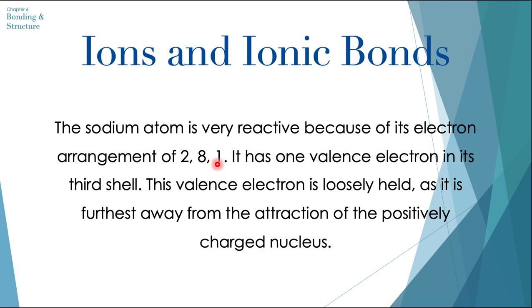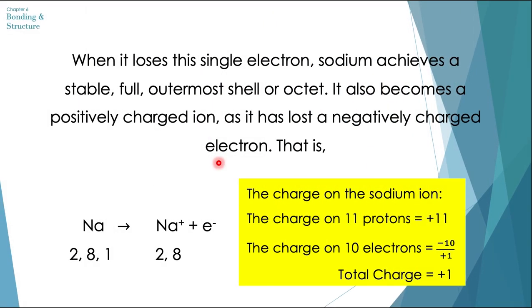It's almost impossible to gain 6 electrons. So that is why the sodium atom loses the 1 electron to another atom which needs 1 more electron, which in this case is chlorine. But before going over to chlorine, when the sodium atom loses this single electron, sodium achieves a stable, full outermost shell or octet. It also becomes a positively charged ion as it has lost a negatively charged electron.